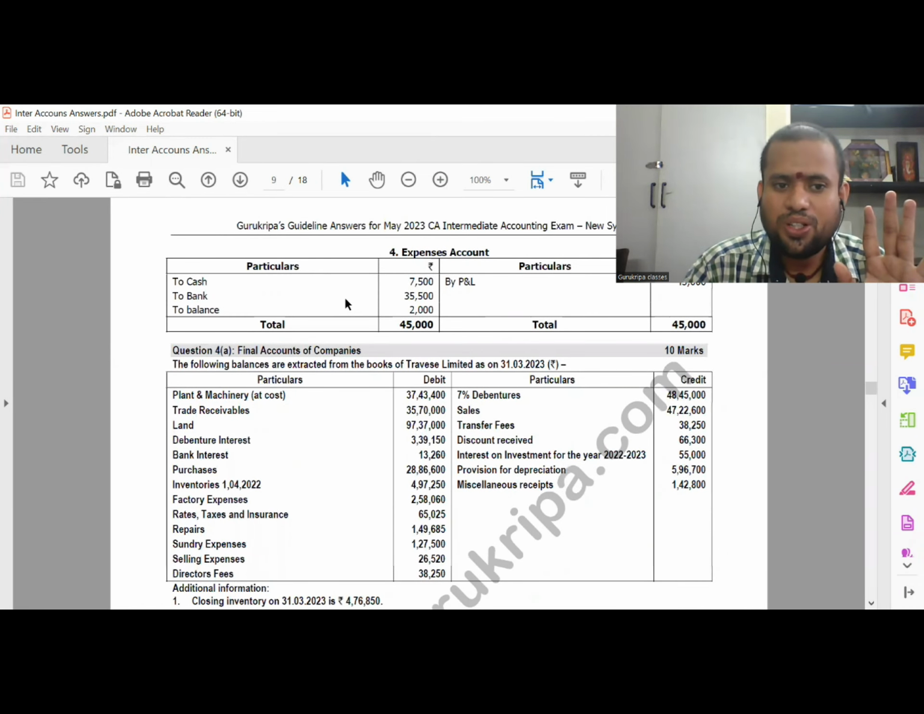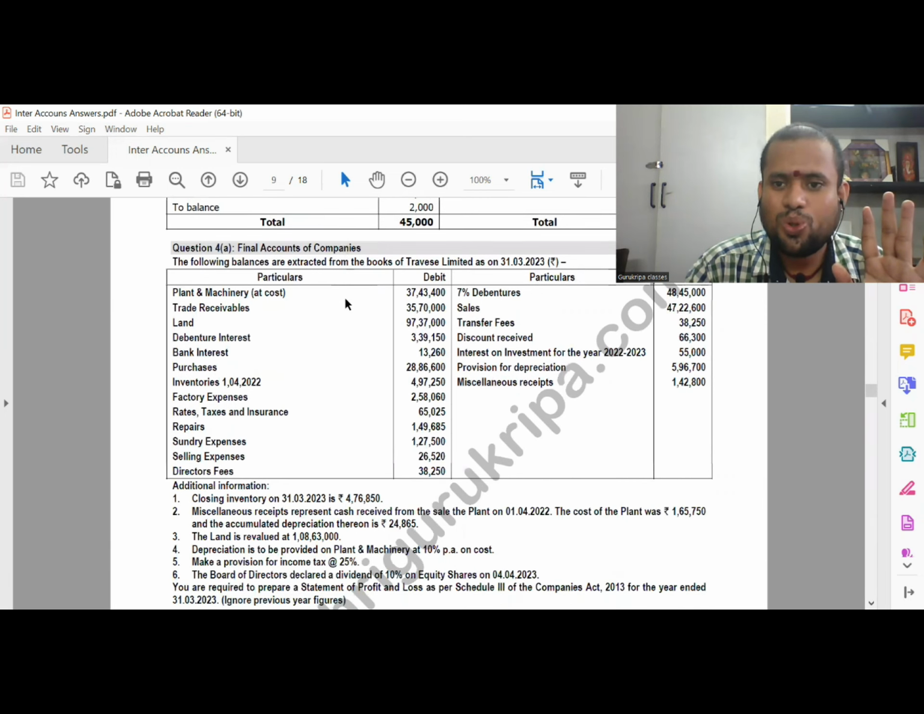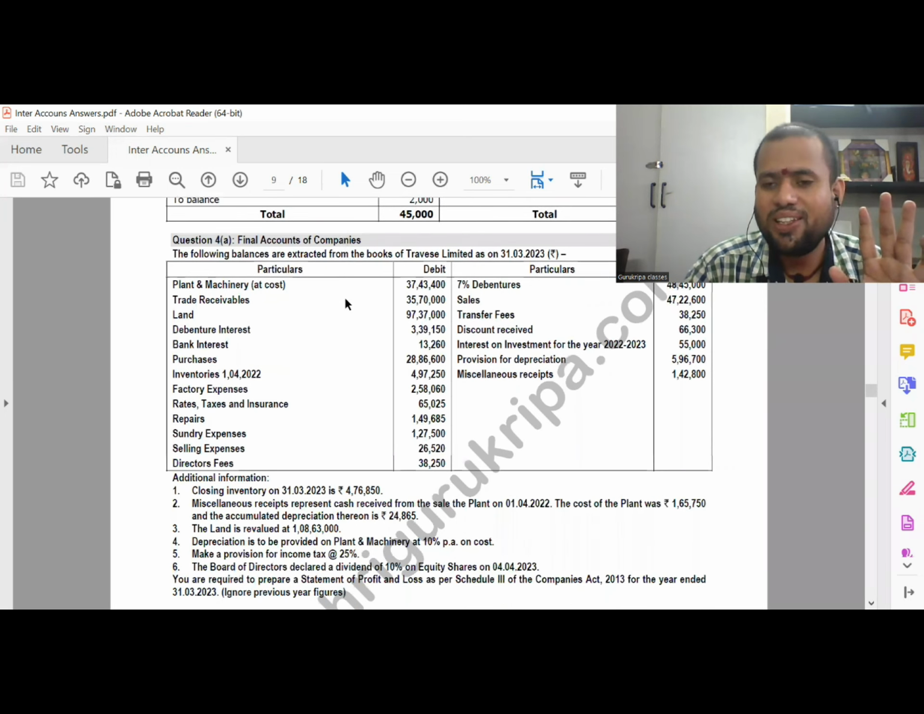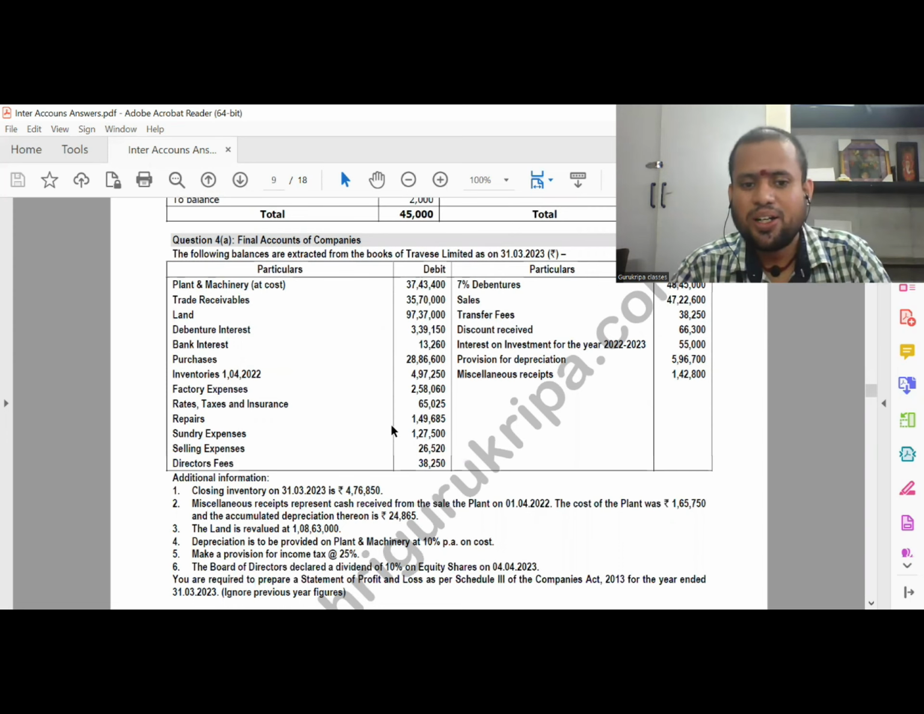4A schedule 3 question. Here also the question seems to be very lengthy, but please remember they are asking only P&L. Balance sheet is not required. This point is also relevant.